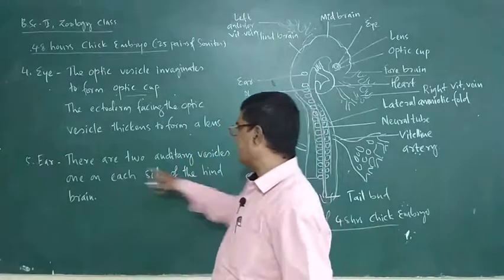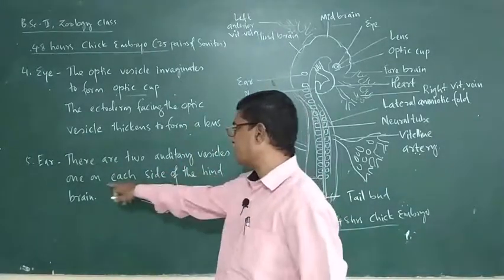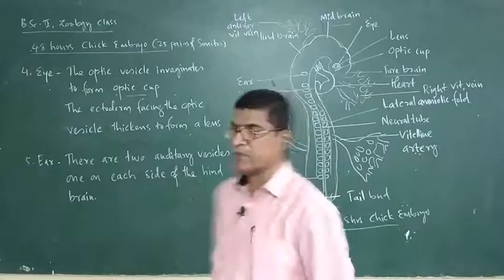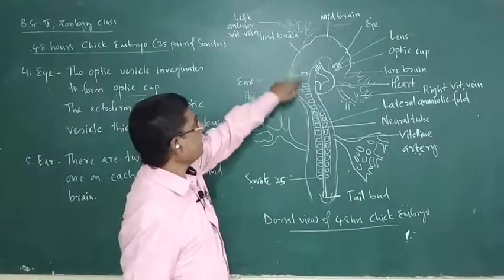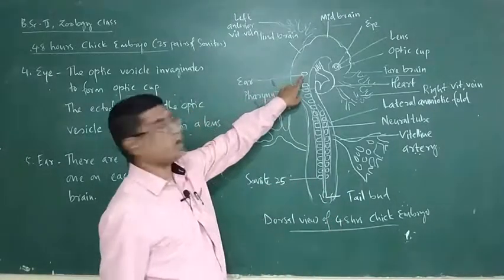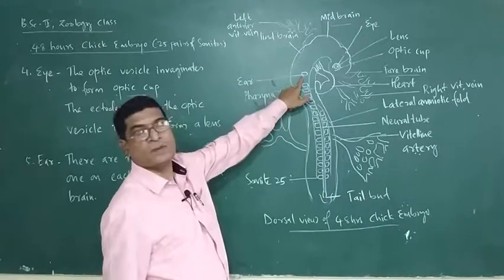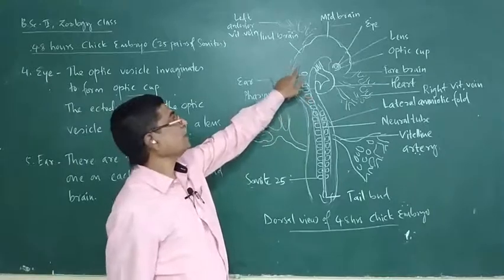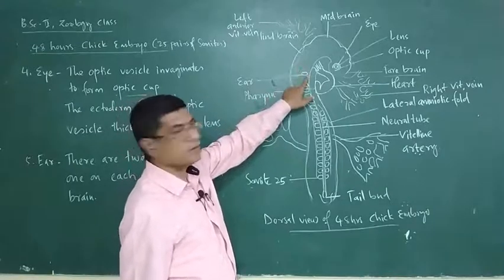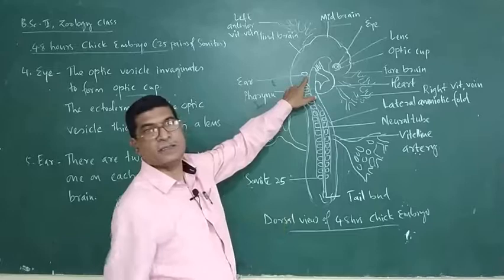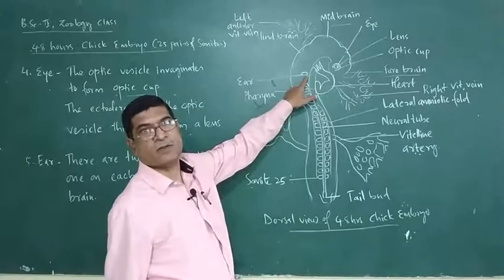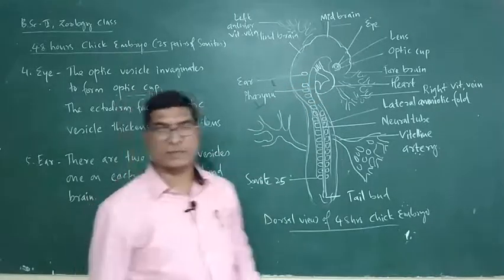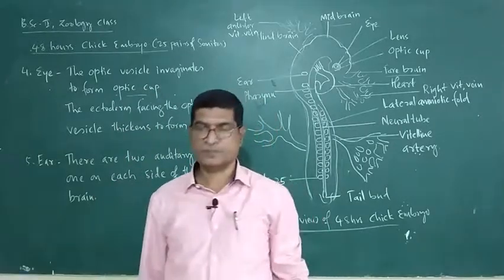Then here there are two auditory vesicles, one on each side of the hindbrain. This is the hindbrain. This vesicle is called the ear vesicle. One on either side of the hindbrain. This side one, and that side another. So these are going to form the ears of the embryo.